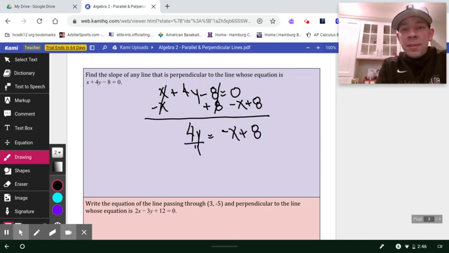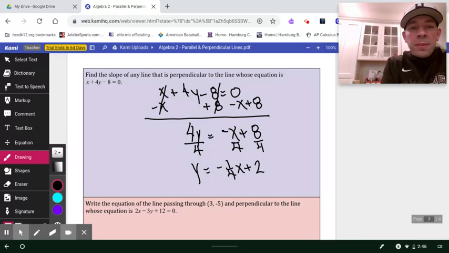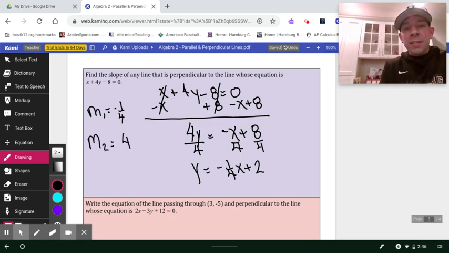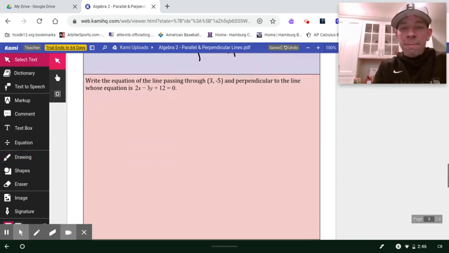Now what I'm going to do is I'm going to divide every term by 4. And y equals negative 1/4 x plus 2. So the slope of that line is going to be negative 1/4. Anything perpendicular to that would be positive 4, because 4 is the opposite or negative reciprocal of negative 1/4. Are we on fire or what?